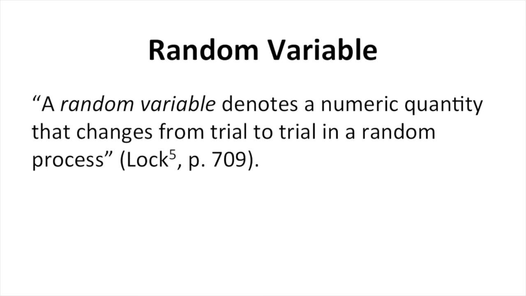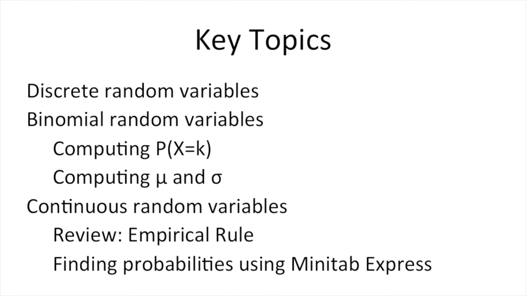Let's begin by reviewing what a random variable is. This is the definition from your textbook. A random variable denotes a numeric quantity that changes from trial to trial in a random process. In other words, it's something that varies randomly. These are the key topics that we're going to see this week.